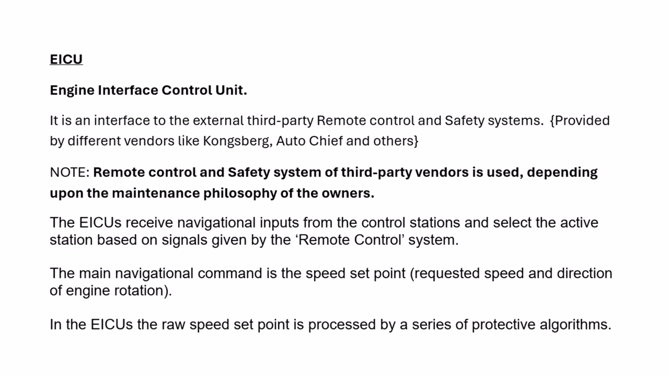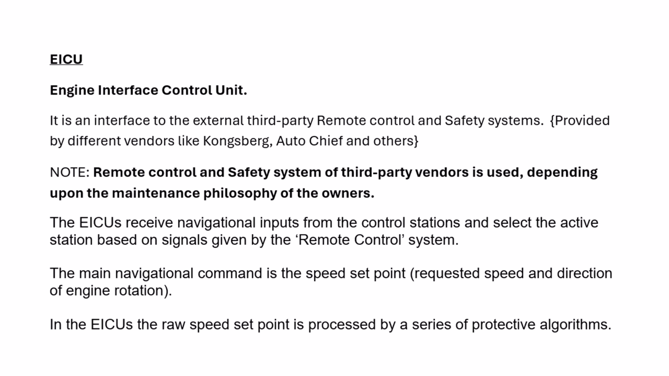In the EICU, the raw speed set point is processed by a series of protective algorithms. What is the meaning of protective algorithm? Protective algorithm means even if, let's say, the bridge puts the telegraph from dead slow ahead to full ahead straight away, the RPM will not go to full ahead immediately. It is protected by algorithms.